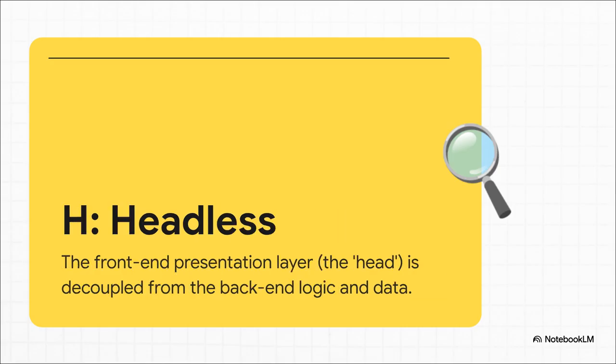And finally, H is for headless. This one is huge. It means the front end, the part your customer actually sees and interacts with, like the website or the mobile app, is totally separate from the back end, which is where all the data and the business logic lives. The genius here is that you can use one single back end to power a website, a phone app, a smartwatch, maybe even a smart fridge someday, all without having to rebuild the core system every single time.